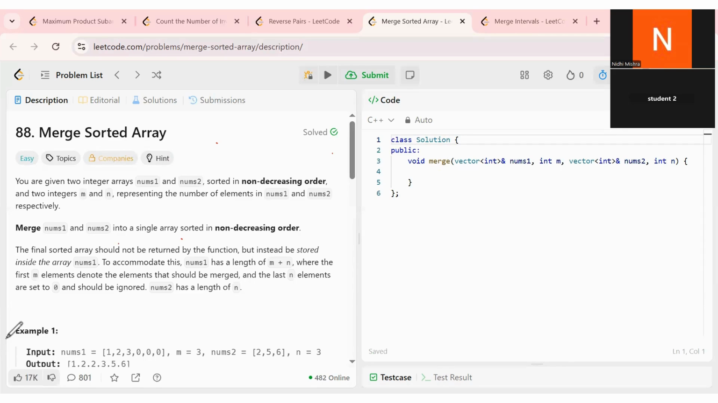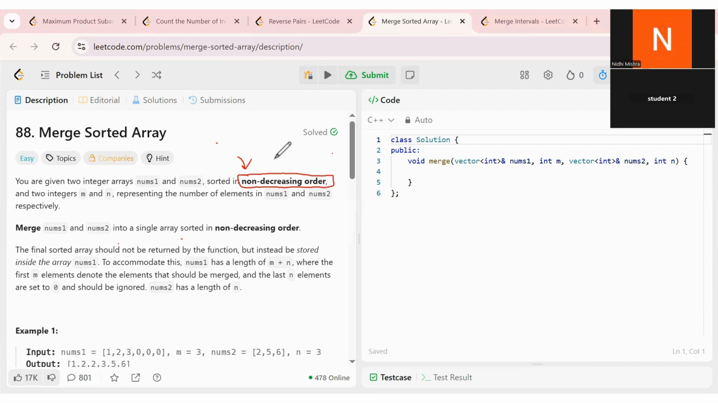Well, we are given two arrays, nums1 and nums2, of sizes m and n respectively, and they want us to merge both arrays in non-decreasing order and store the final array in nums1 instead of storing it in a separate array and returning it. So they want us to modify nums1 such that it's the merged version of nums1 and nums2 in non-decreasing order. What is meant by non-decreasing order?